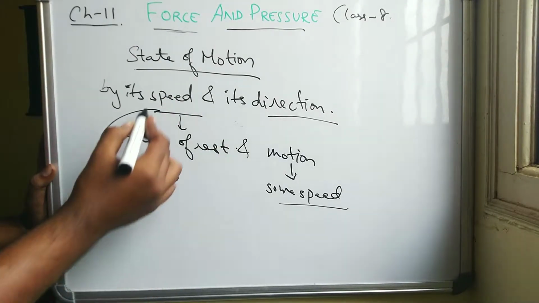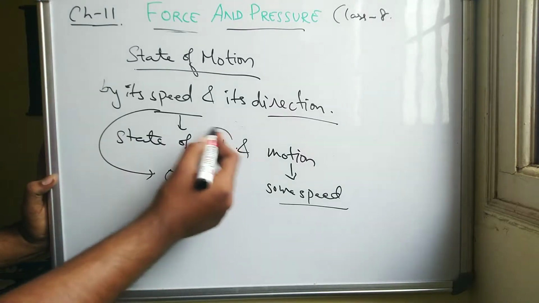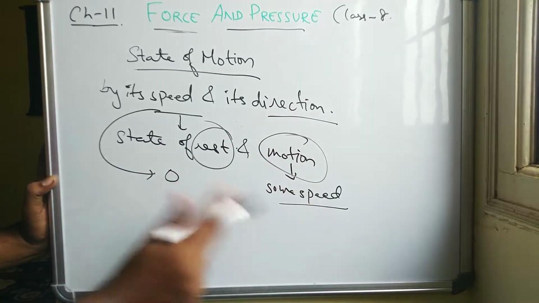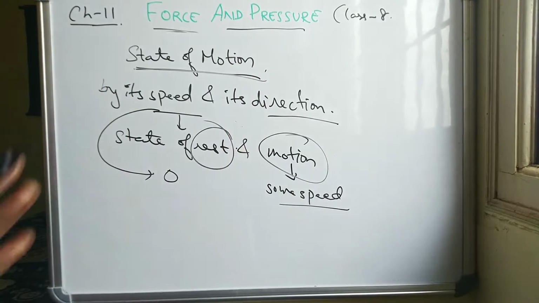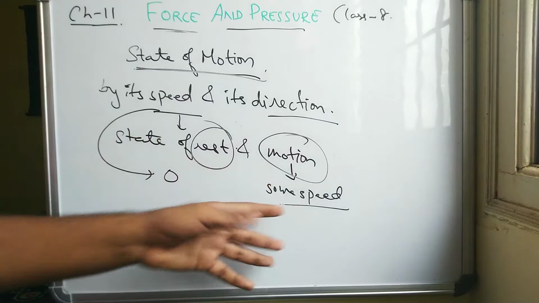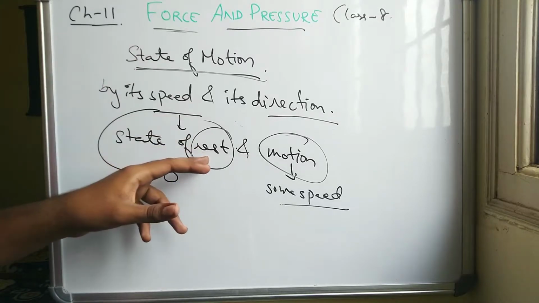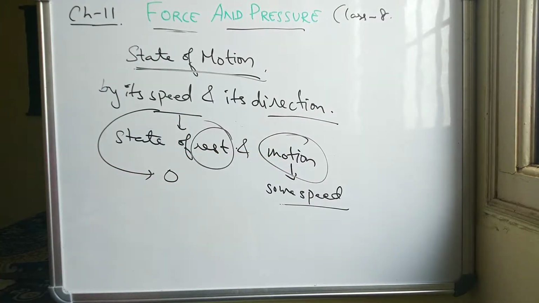An object may be at rest or in motion. Both are its state of motion. That you have to remember. In rest, speed is zero. In motion, some speed will be there, so the direction will also be there. Basically, this you have to understand: in the state of motion, rest will also be there, and motion will also be there.